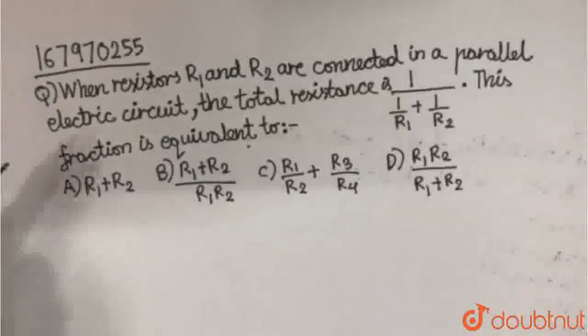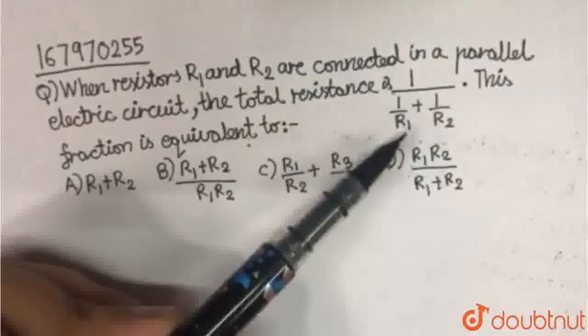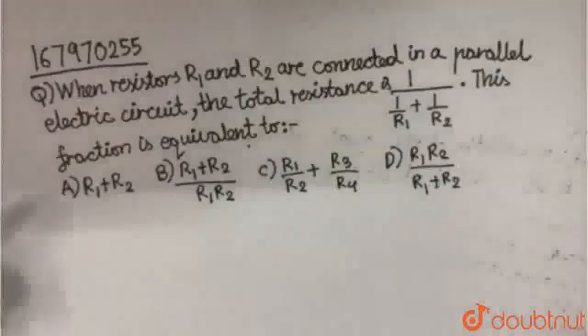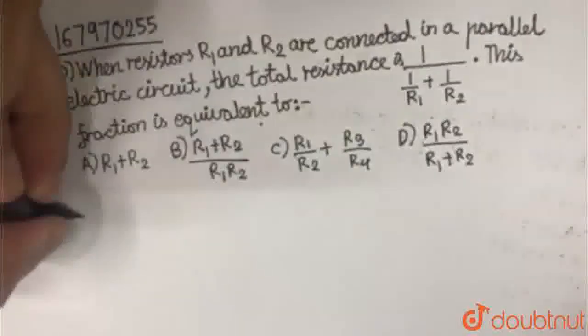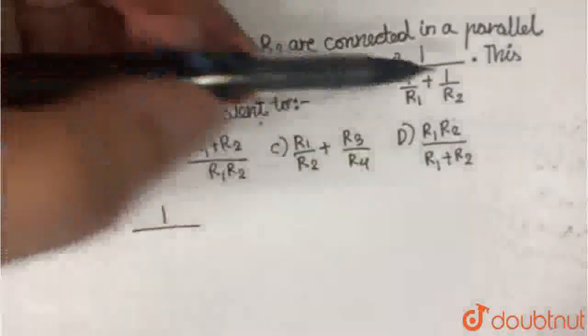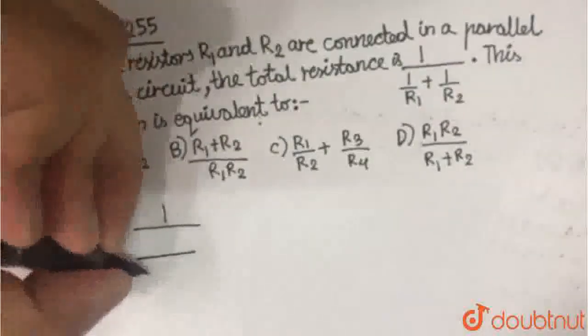When resistors R1 and R2 are connected in a parallel electric circuit, the total resistance is 1 upon R1 plus 1 upon R2. This fraction is equivalent to. So it's simple. This question is pretty easy, I should say. It is 1 upon R1 plus 1 upon R2 if we solve the fraction in the denominator itself.